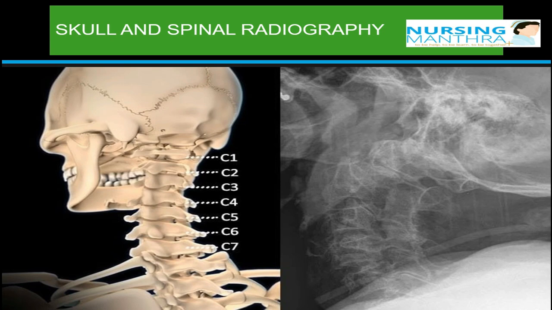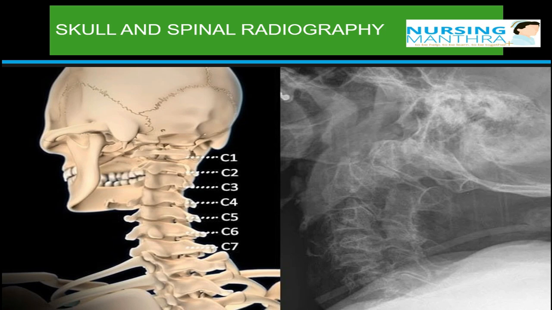What is the nursing intervention for skull and spinal radiography? We have to provide support for a confused or ventilator dependent patient. Maintain immobilization of the neck if a spinal fracture is suspected. That is very important. If there is a spinal fracture, immobilization of the neck is very important. Remove the metal items from the body part. Mention if the patient has thick hair because it can affect the interpretation of the X-ray film.